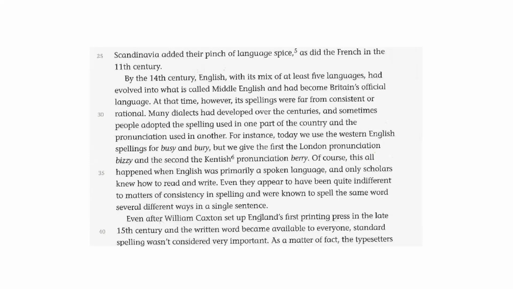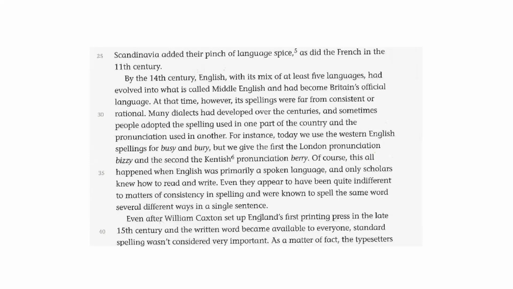For instance, today we use the Western English spellings for busy and berry. That should be bury, right? But we give the first London pronunciation, busy, and the second Kentish. If you saw on the map, it was an area called Kent. Pronunciation of berry. That's more like it, like strawberry, blueberry, not bury.